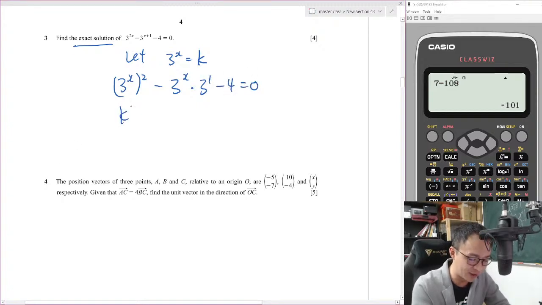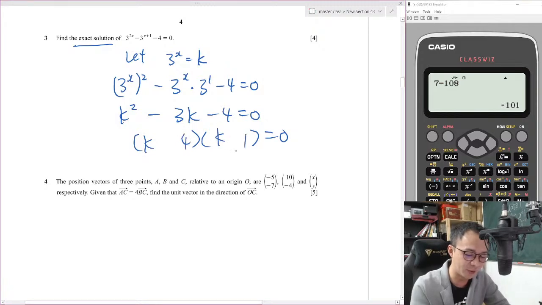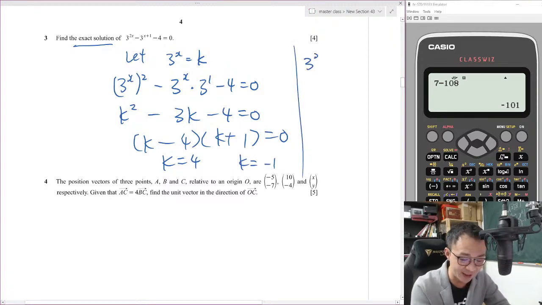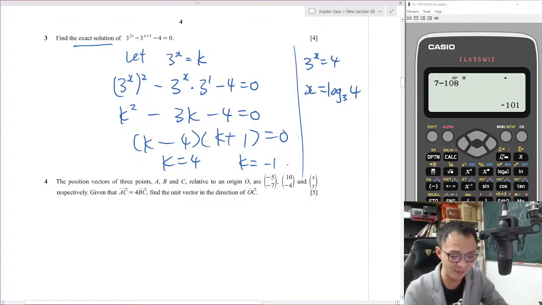If you see carefully, this one is a quadratic equation. So with k squared plus 3k minus 4 equals 0, you can just factorize it. So this one is k, this one is k, 4, 1, minus and plus. So k equals 4 or k equals negative 1. But I'm not finding k, right? I need to sub in. So 3 power of x equals 4. So x equals log 3, 4. Alright, they asked about exact value. I believe I can leave it as log 3, 4 like this.